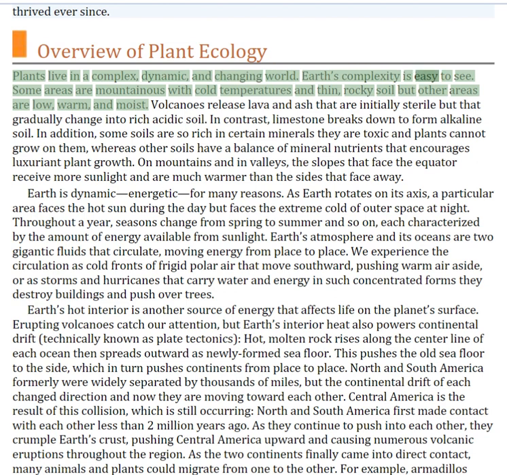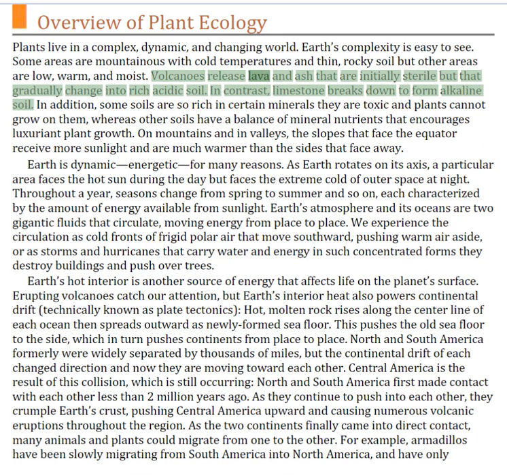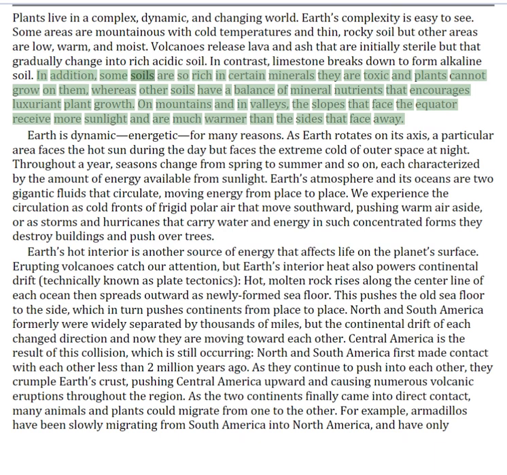Earth's complexity is easy to see. Some areas are mountainous with cold temperatures and thin, rocky soil, but other areas are low, warm, and moist. Volcanoes release lava and ash that are initially sterile but that gradually change into rich acidic soil. In contrast, limestone breaks down to form alkaline soil. In addition, some soils are so rich in certain minerals they are toxic and plants cannot grow on them, whereas other soils have a balance of mineral nutrients that encourages luxuriant plant growth.